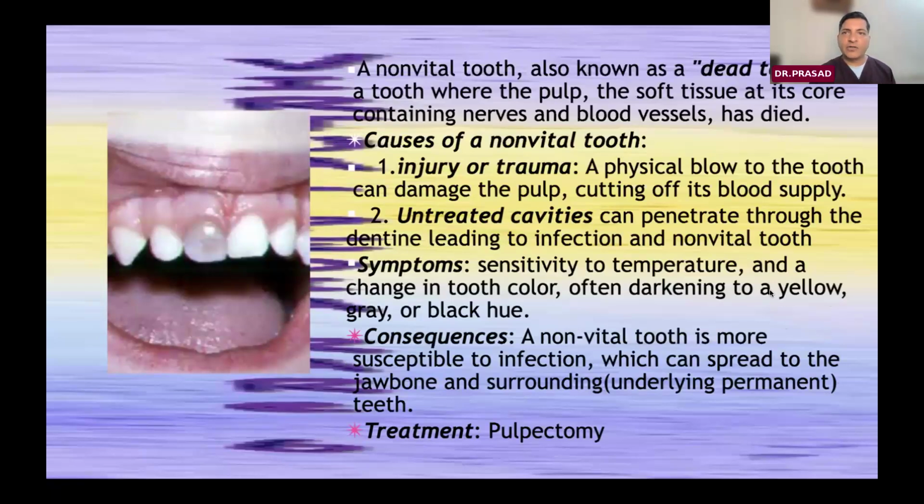So basically, a non-vital tooth is also known as a dead tooth, where the pulp and the soft tissue at its core containing nerves and blood vessels has died. The causes of non-vital tooth are injury or trauma. A physical blow to the tooth can damage the pulp, cutting its blood supply, or untreated cavities can penetrate through the dentine, leading to infection and non-vital tooth. Symptoms are sensitivity to temperature and changes in tooth color, often darkening to yellow, gray, or black. You can see in the picture where the right side central incisor is discolored. The consequences are that a non-vital tooth is more susceptible to infection, which can spread to the jawbone and surrounding underlying permanent teeth. Treatment indicated is pulpectomy.